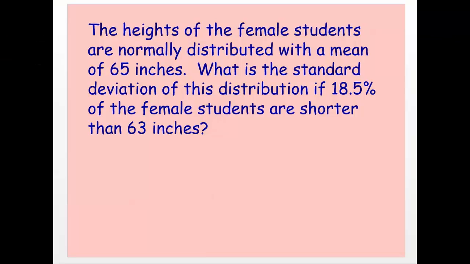And this time we switch the mean and the standard deviation. Yay! All right, so we're going to say that the heights of female students are normally distributed with a mean of 65. What would be the standard deviation of this distribution if we're given additional information that 18.5% of female students are shorter than 63?